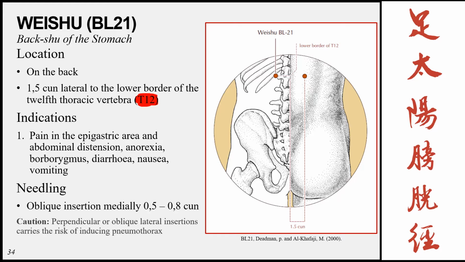The indications for this point, so this is related to dysfunction of the stomach organ. So that'll be things such as epigastric pain, abdominal distension, anorexia, borborygmus, diarrhea, nausea, and vomiting. Our needling is oblique insertion medially, 0.5 to 0.8 cun, so the same as the previous points. And again, care against perpendicular insertion or oblique lateral insertion, as these can both puncture the lungs.